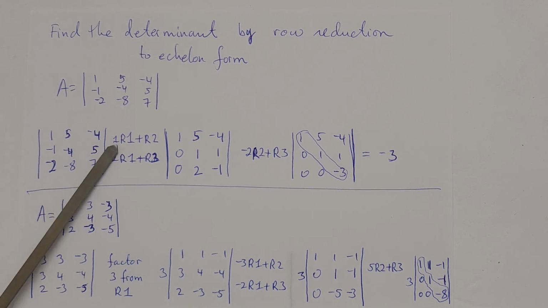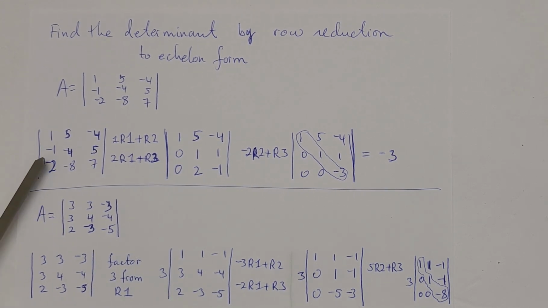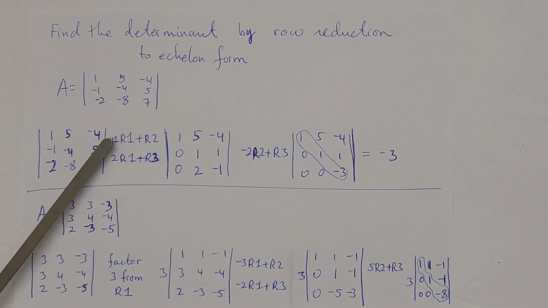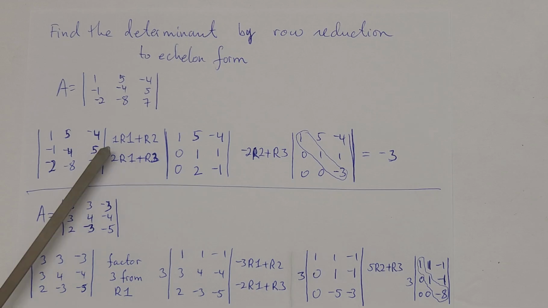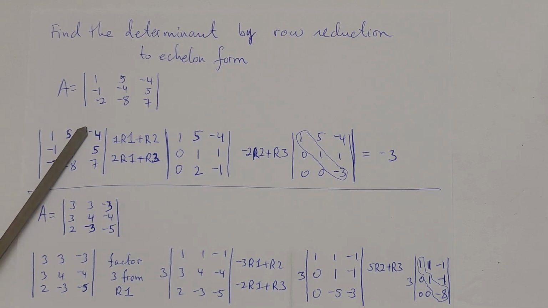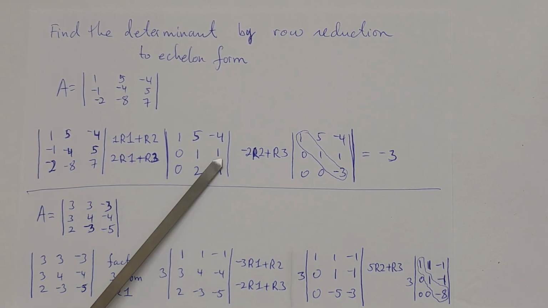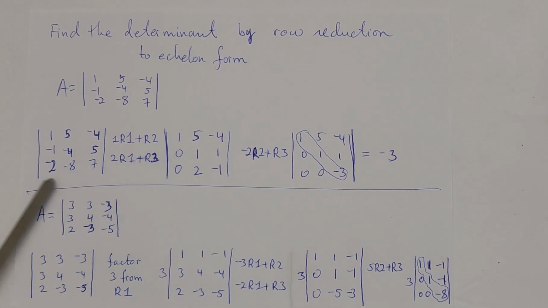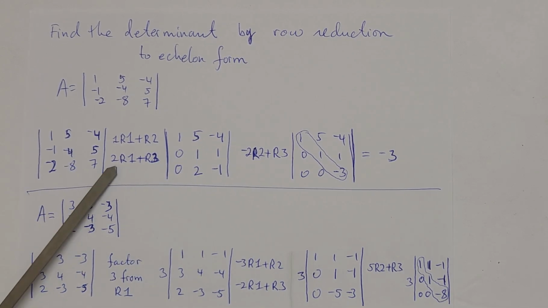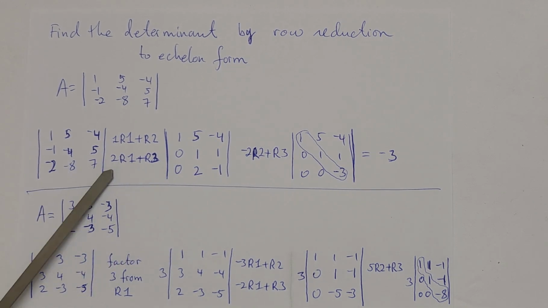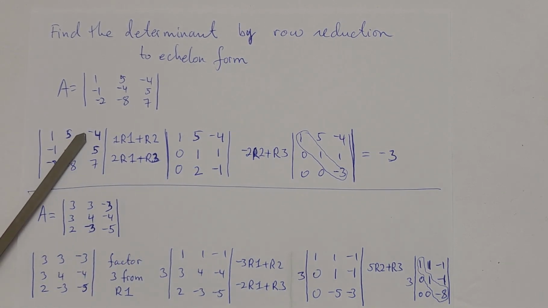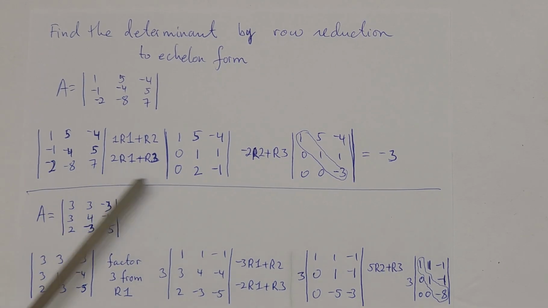Okay, so 1 times 1 is +1, subtract 1 gives me 0. 1 times 5 gives me 5, 5 subtract 4 gives me 1. 1 times -4 is -4, plus 5 gives me +1. Repeat that process for row 3. So 2 times 1 is 2, subtract 2 gives me 0. 2 times 5 gives me 10, 10 subtract 8 gives me 2. 2 times -4 is -8, -8 plus 7, -1.